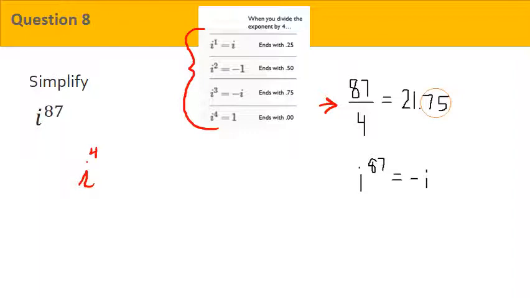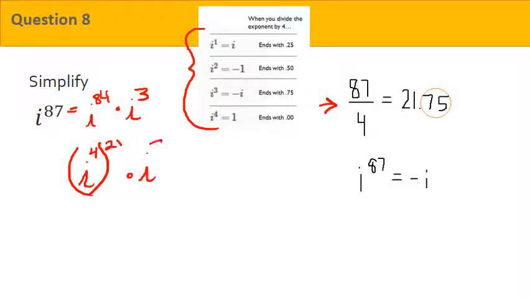So that gives you that 84. So this is the same thing as i to the 84 times i to the 3rd. I'm just trying to explain this a couple different ways. So i to the 84th times i to the 3rd gives you that 87. So 84 plus 3 gives you 87. Now, this is written the same way as i to the 4th raised to the 21st.